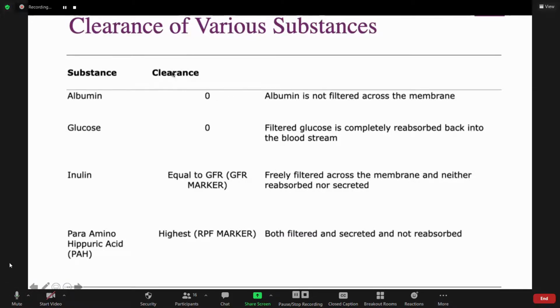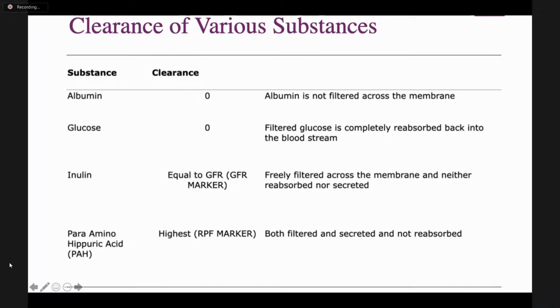Okay, you just need to know some of these substances, which are discussed in the textbook. Albumin is not filtered at all. Glucose is filtered but completely reabsorbed. So this is glucose, you just imagine the diagram. If it is not filtered at all, for example, it is albumin. If it is filtered but completely reabsorbed, an example is glucose. If it is freely filtered across the membrane, neither reabsorbed nor secreted, this is inulin. This will tell you the GFR.